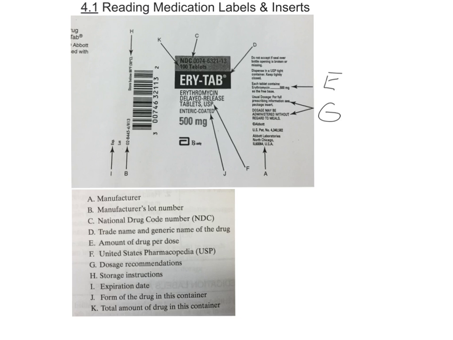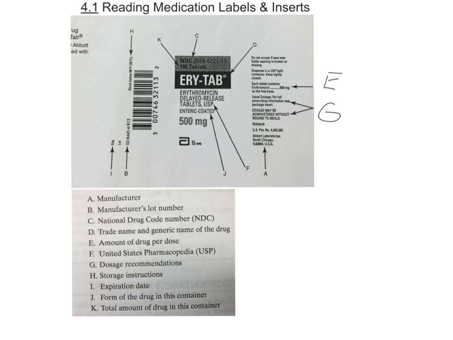Storage instructions, H, usually have something to do with temperature, so store below 86 degrees Fahrenheit. Expiration date would be I, which is over here. There's no date here, but usually if you see EXP, that's the expiration date. Form of the drug in this container, J: enteric coated tablets. Enteric coated just means there's some sort of coating to protect the stomach lining. And total amount of drug in this container usually says somewhere on the label how many tablets are contained.